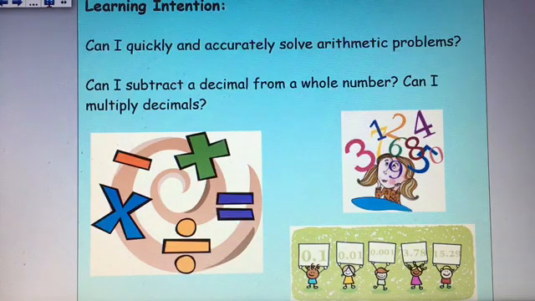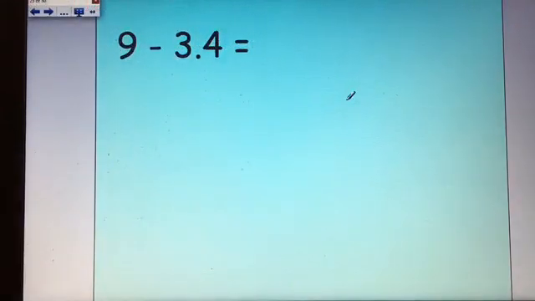And the two skills which I'm going to look at specifically in the input before we go through for you to do them are being able to subtract a decimal from a whole number and multiply decimals. And there's a couple of best in the business bonus questions at the end as well. Okay, so the first thing I'm going to look at is how to subtract a decimal from a whole number.